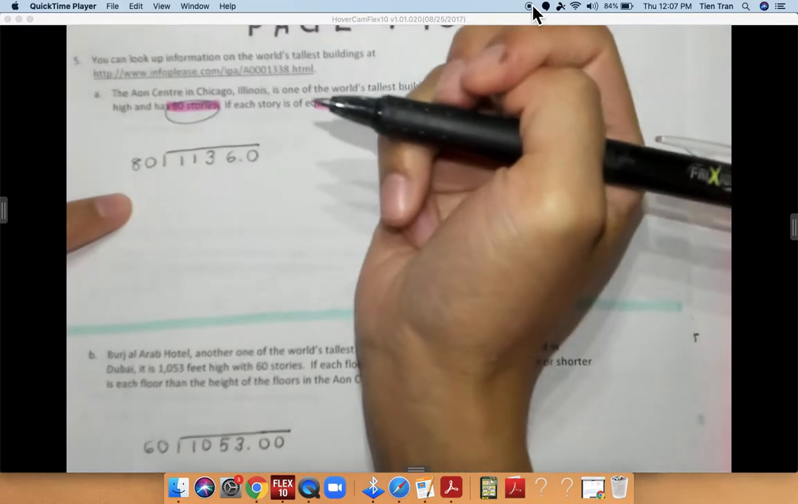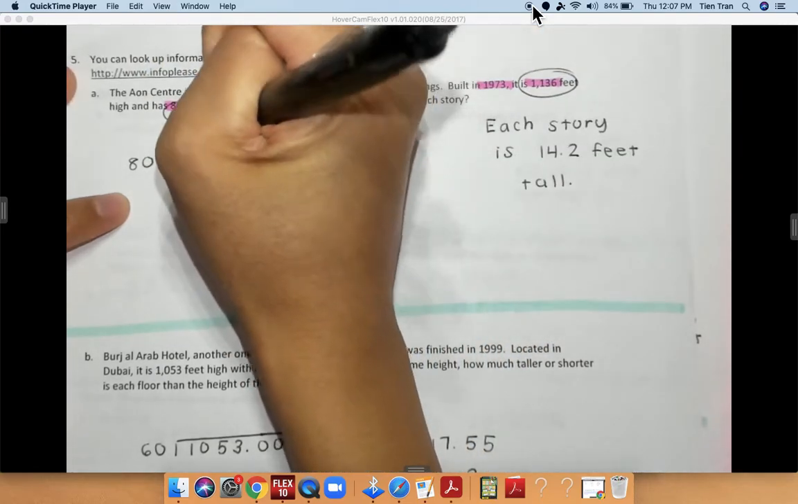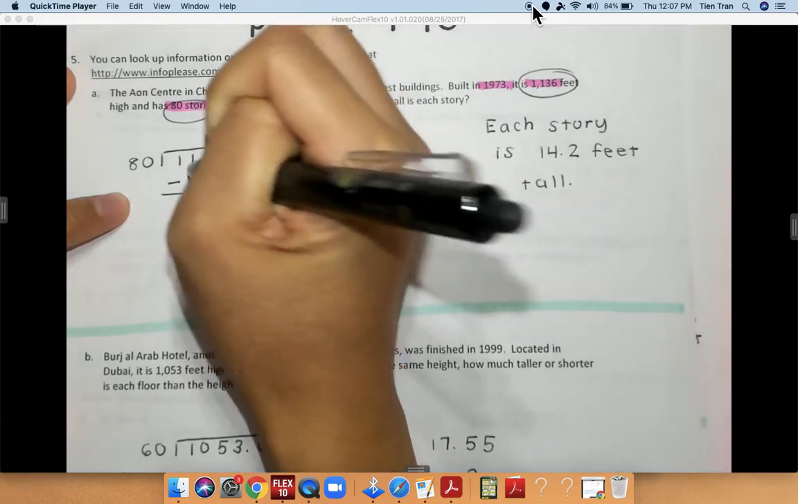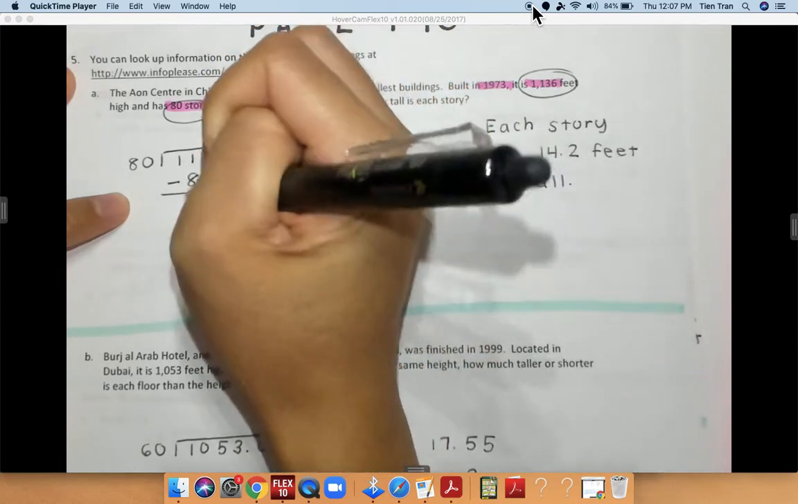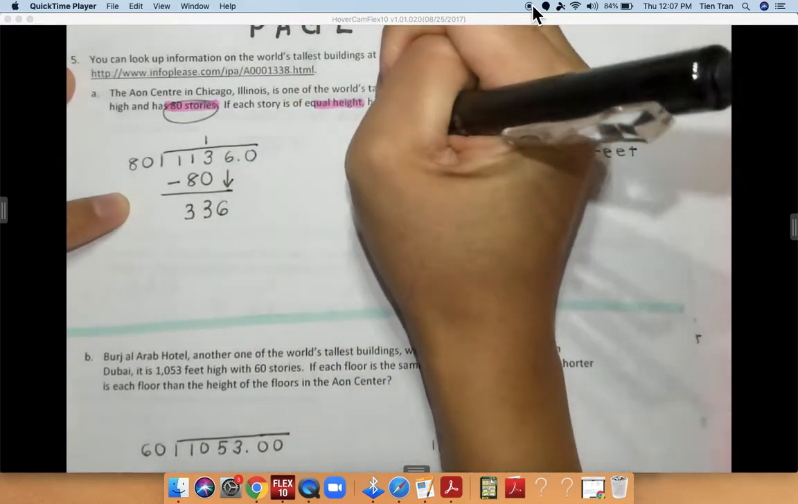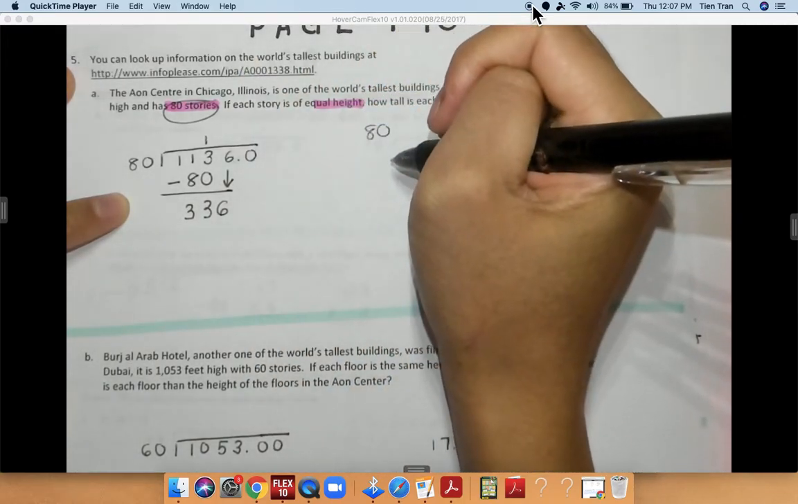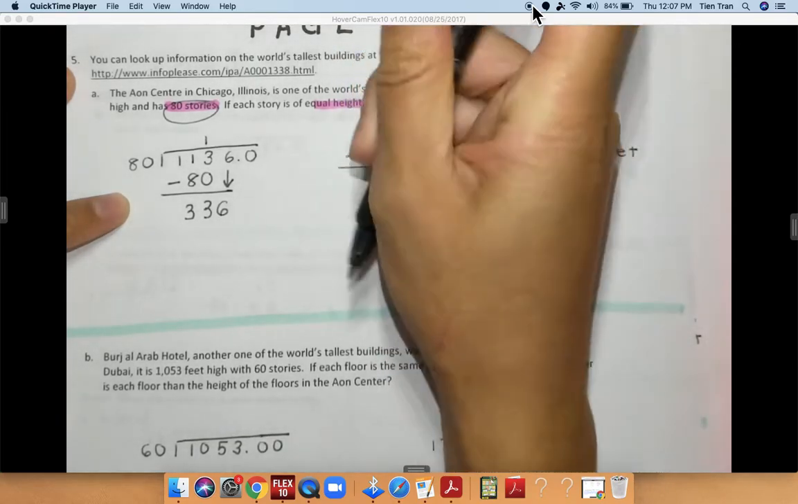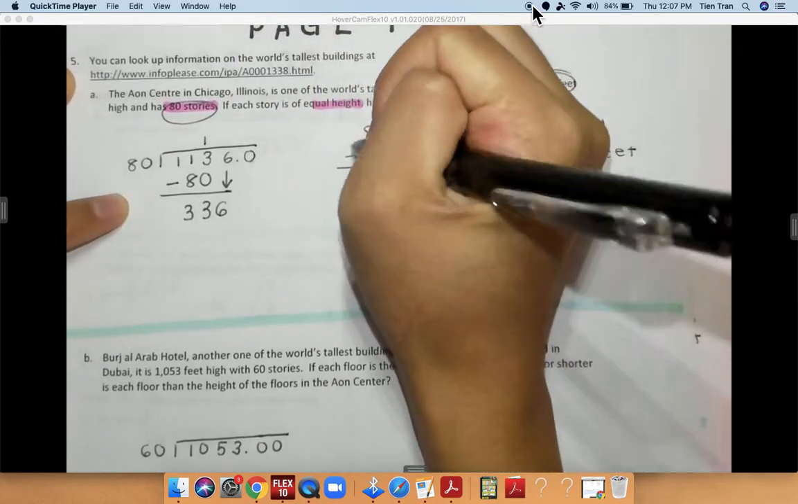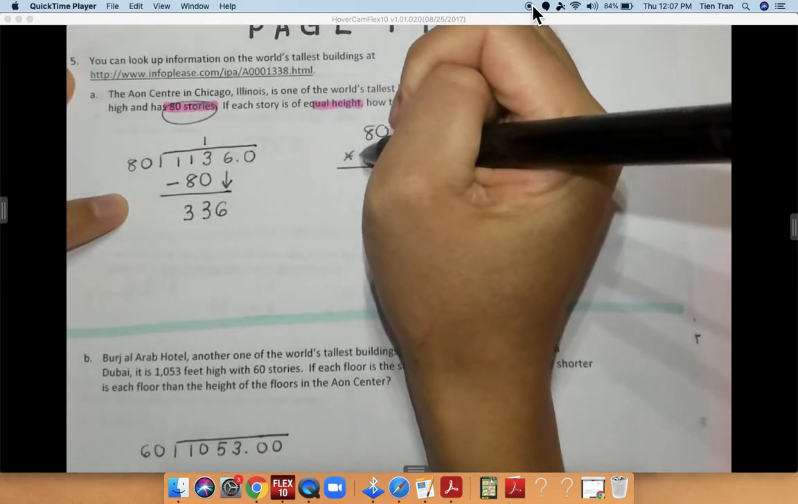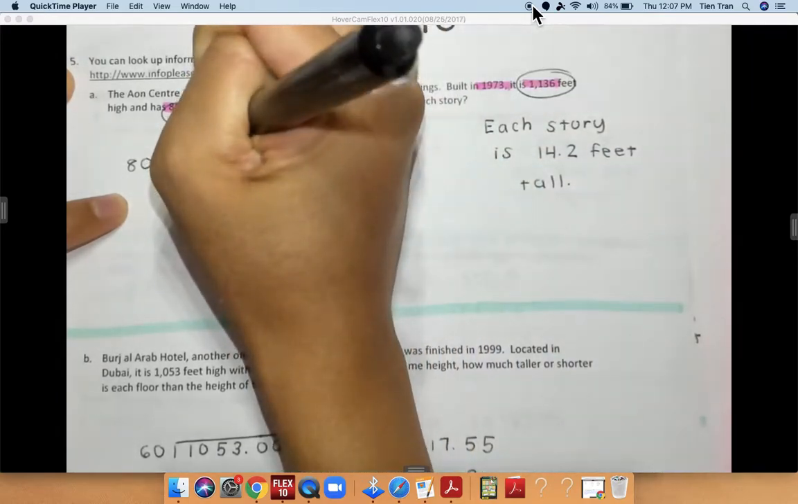How many times can 80 go into 113? 1 time. Subtract. 3 minus 0 is 3. 11 minus 8 is going to give me 3. Don't forget to bring down your 6. How many times can 80 go into 336? We are going to try 4 times. 0 times 4 is equal to 0. 4 times 8 is equal to 32. So I'm writing that down, 320.